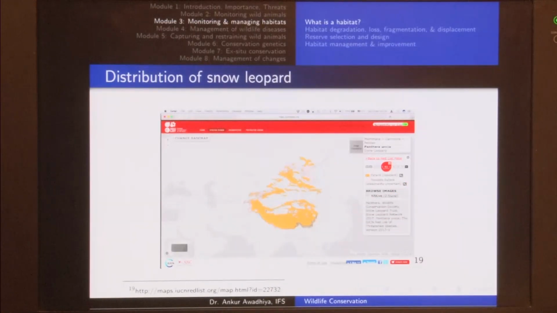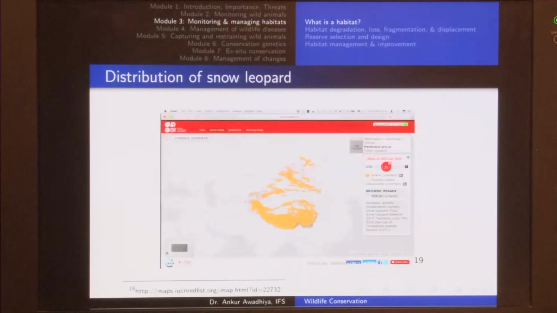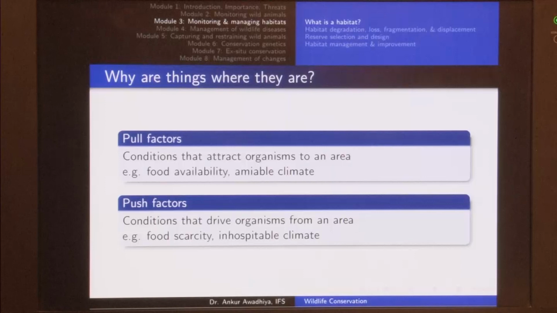Now, talking about animal distributions, the next question that comes up is, why are things where they are? When we say that the snow leopard is distributed only in these areas, why is it distributed only in these areas? There are two kinds of factors that determine why things are where they are. The first set of factors go by the name of pull factors. Pull factors are conditions that attract organisms to an area, such as good food availability and an amiable climate.